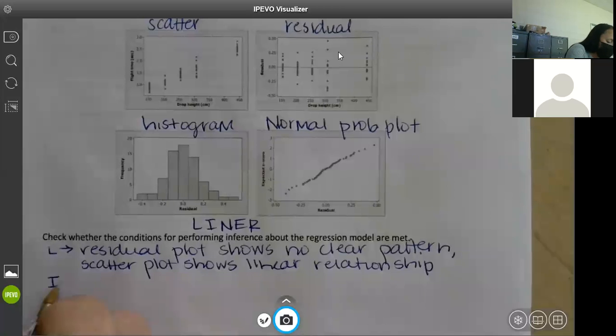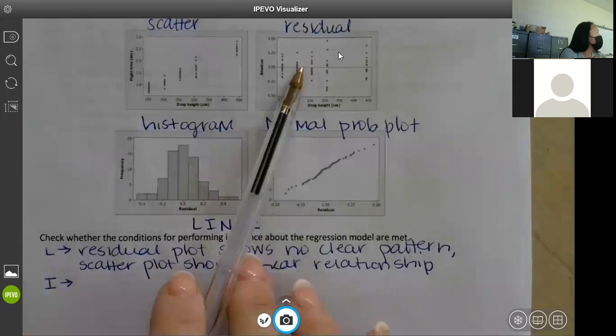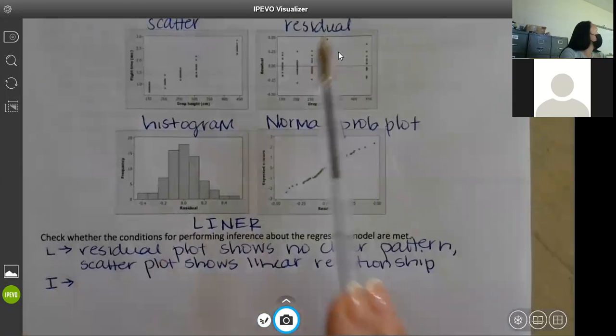Again, it doesn't matter which one you use, but those two are the ones that are really important in talking about whether it's linear or not. The residual plot needs to have no pattern. The scatter plot needs to be linear. Yes. The pattern needs to be in the scatter plot, but not in the residual.